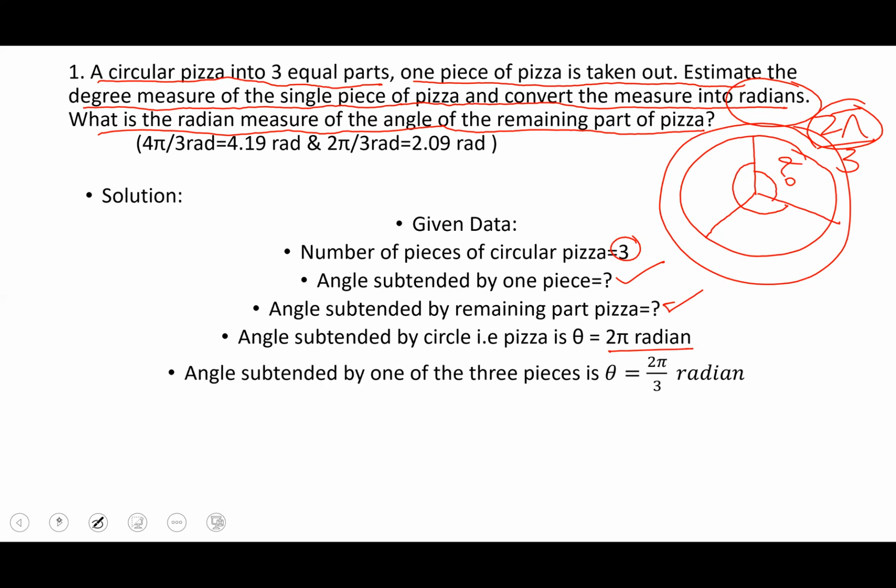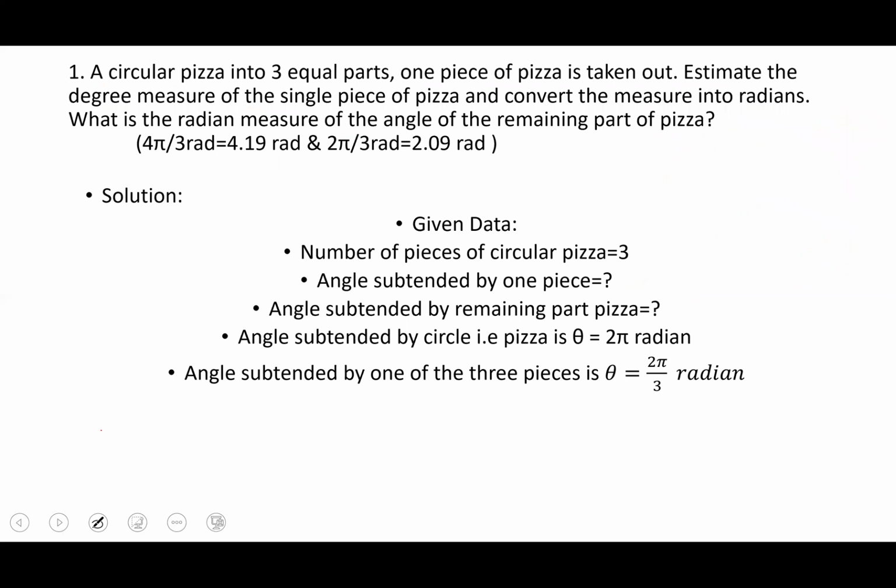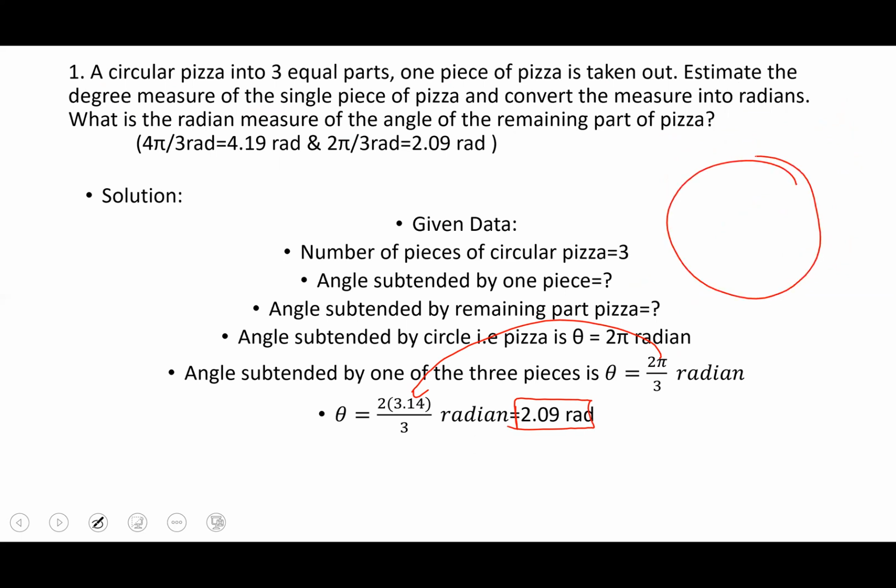Now, the angle subtended by one of the 3 pieces: we have to divide the 2 pi radian, which is given over here, into 3 equal parts. So we'll get the value of one part of the pizza. Let us put in the value of pi, which is 3.14. So 2 multiplied by 3.14 divided by 3, we get 2.09 radian, which is the angle of one piece of the pizza, like over here, this side.